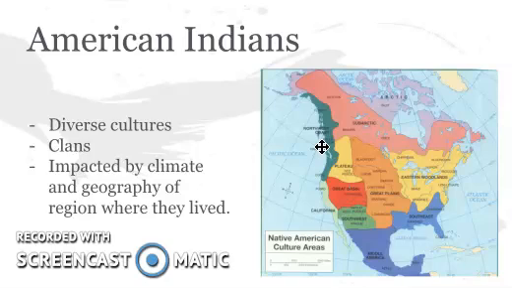They had large villages and towns, and they shared a social structure of some sort. So clans right here, and what they mean by clans is a clan is a group of people united by actual or perceived kinship and descent. Remember that these American Indians were impacted by climate and geography of the region they lived. So this gives you a great representation of what that looks like. It was broken up pretty nicely.